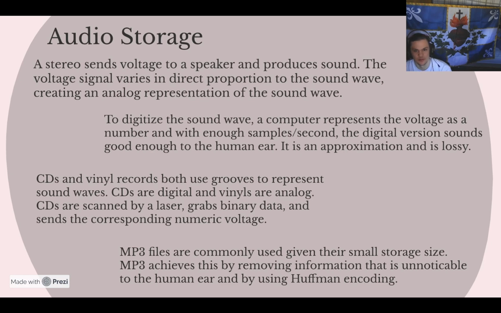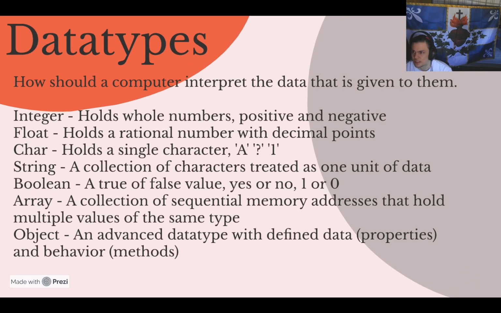CDs and vinyl records both use grooves to represent sound waves, so this is a physical representation of the sound wave. CDs are digital and vinyls are analog. CDs are scanned by a laser, which grabs the binary data and sends the corresponding numeric voltage based on the binary data. MP3 files are the most commonly used given their small storage size. They achieve this by removing information that is unnoticeable to the human ear, and by using Huffman encoding. So there you go.